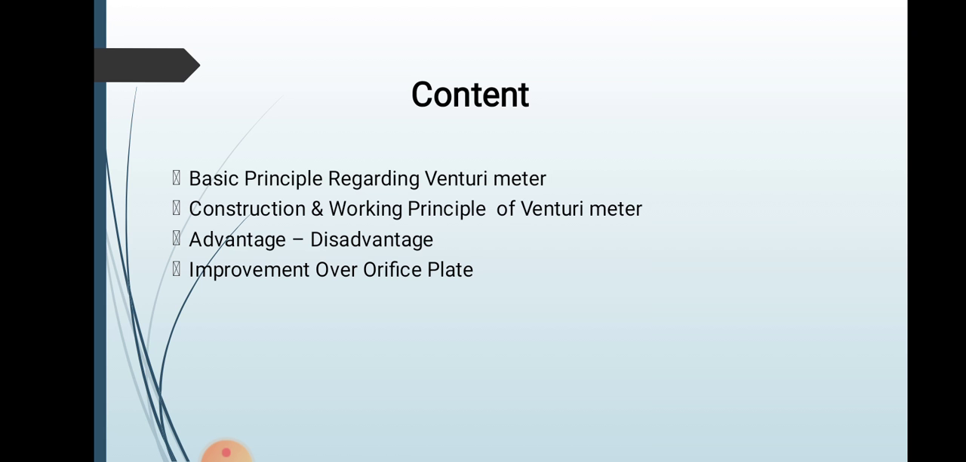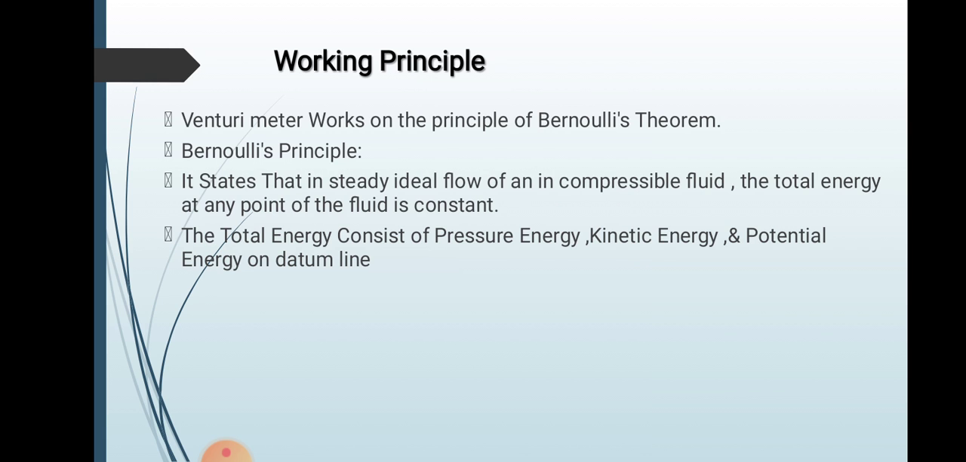Now the content of this lecture covers the basic principle of venturimeter, construction of venturimeter for flow measurement, advantages, disadvantages, and improvement over orifice plate. First we discuss the improvement over orifice plate. Venturi tube is very helpful because the permanent pressure loss in orifice plate is more compared to venturi tube.